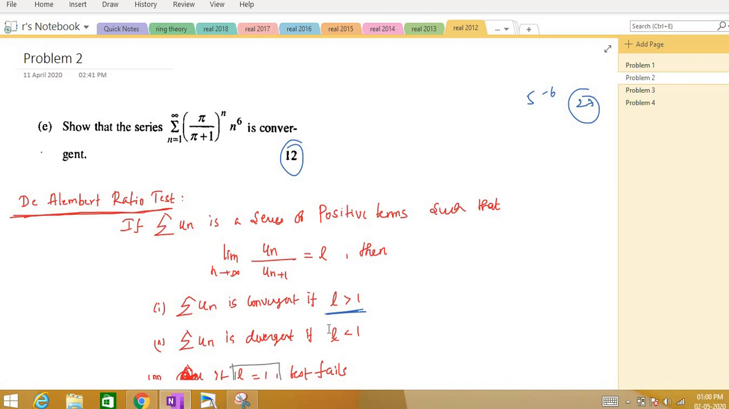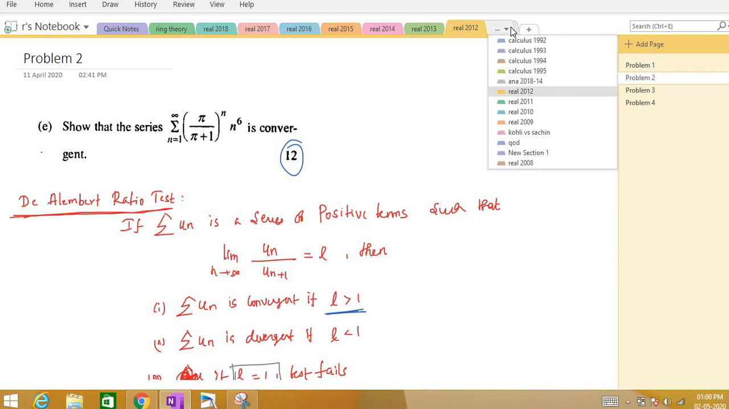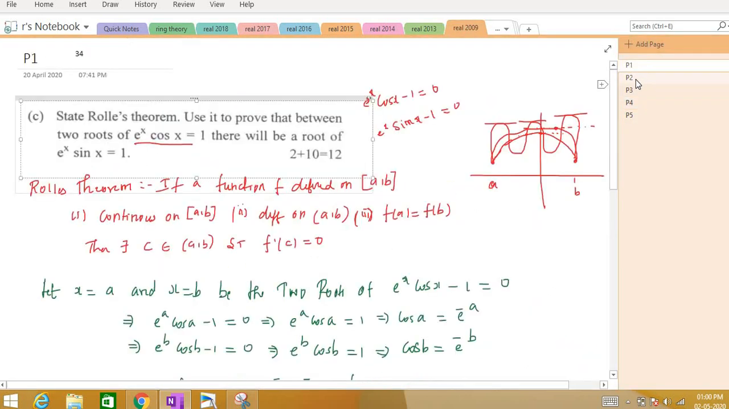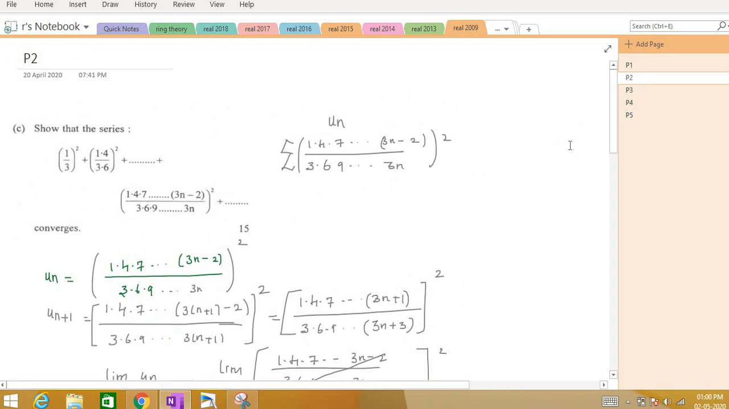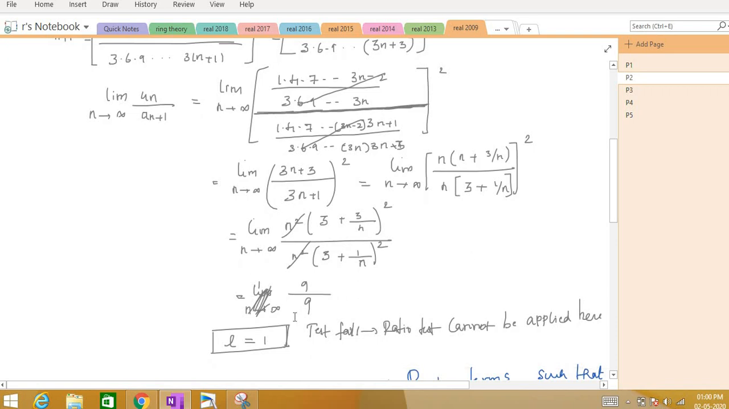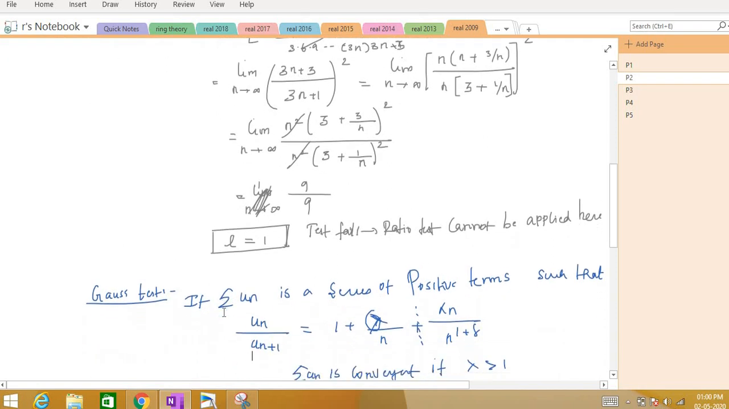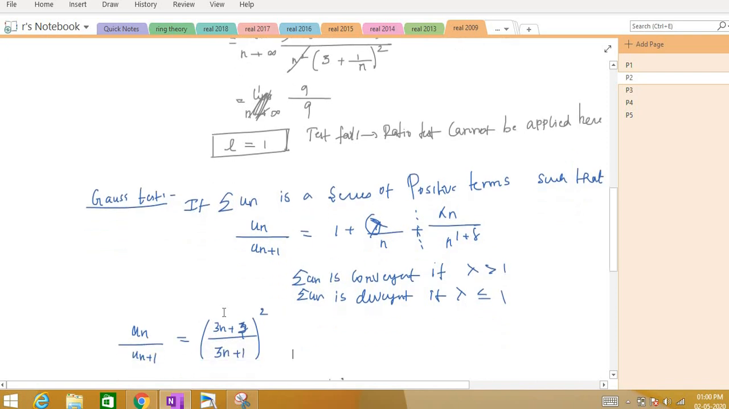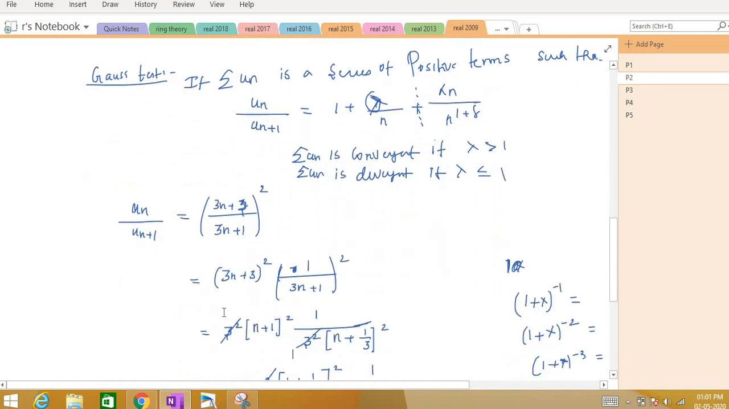And then we solved one problem using the Gauss test. Whenever the ratio test fails we will apply the Gauss test. I don't know which year I solved that, I think it is 2009. Yeah, here it is. Our un and un plus 1 is like this and goes on like this, and you can see here we have L is equal to 1, so that means the ratio test fails. Whenever the ratio test fails, in that video I told you to apply the Gauss test. So go through these two videos, because they will give you very good knowledge about the ratio test and the Gauss test.